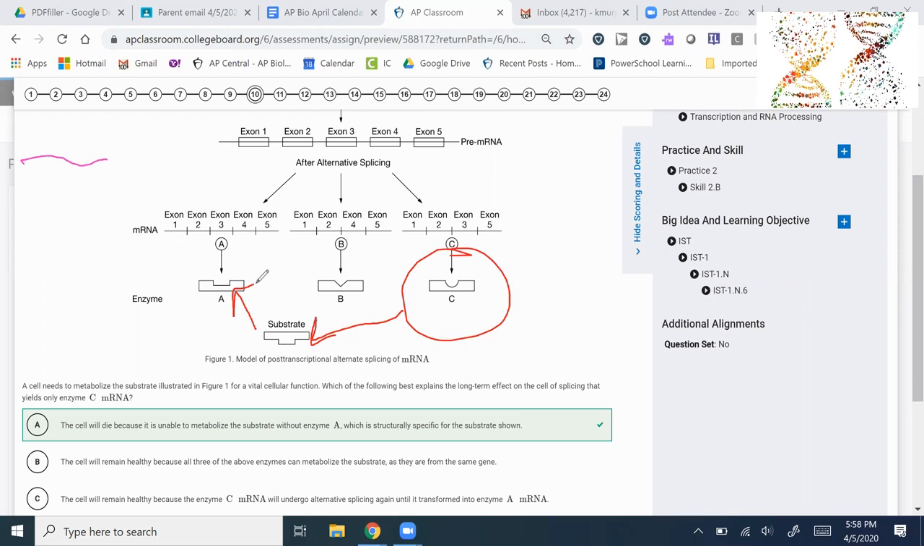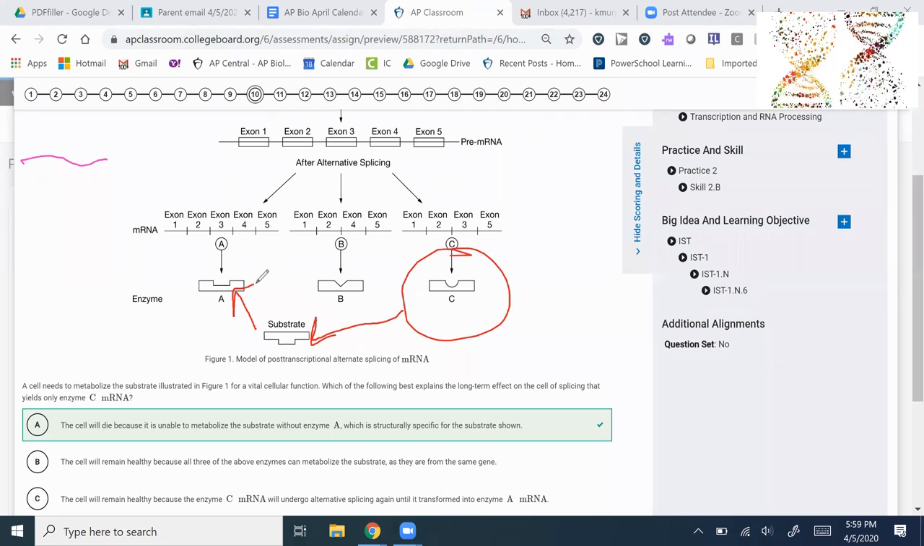So if the cell splices and only produces C, it's not going to be able to metabolize without enzyme A. All right, so the answer to this question is letter A. Let's see what the other choices say. B says the cell will remain healthy because all 3 of the above enzymes can metabolize the substrate. All right, you guys should be able to see that they don't fit. That's not going to work.